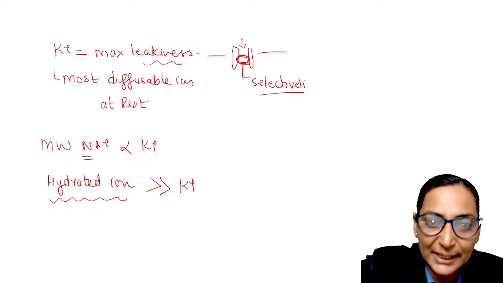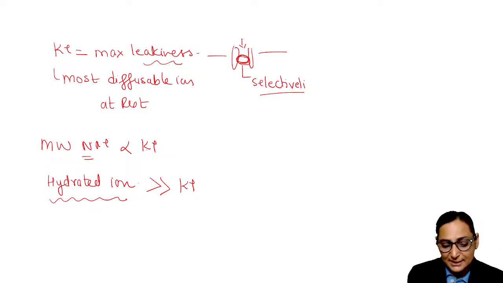But that does not happen. This is not taking place in the case of sodium, because as I told you, the hydrated ion of sodium is larger as compared to that of potassium. So that selectivity barrier is not going to allow sodium to pass through, and so the sodium is not allowed, and the maximum leakiness is with potassium.